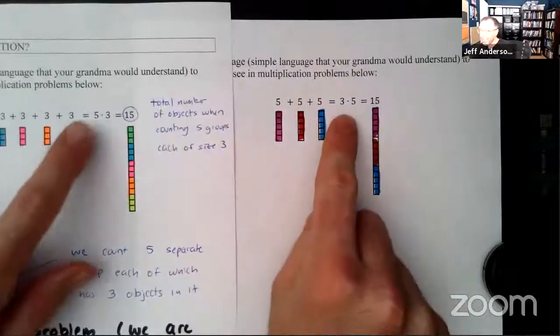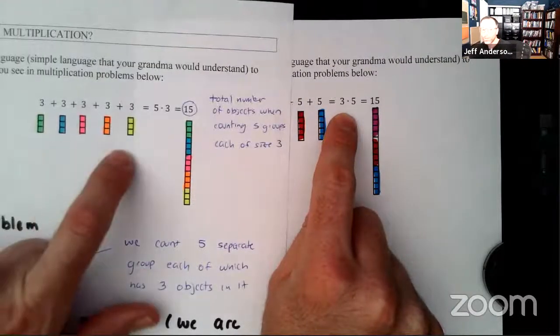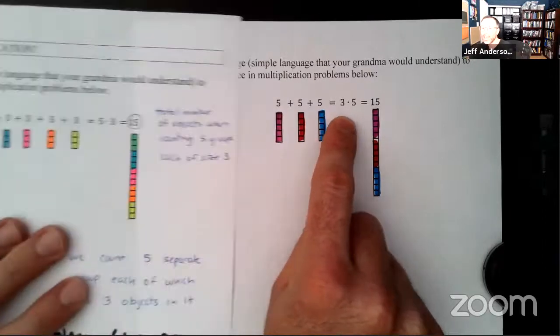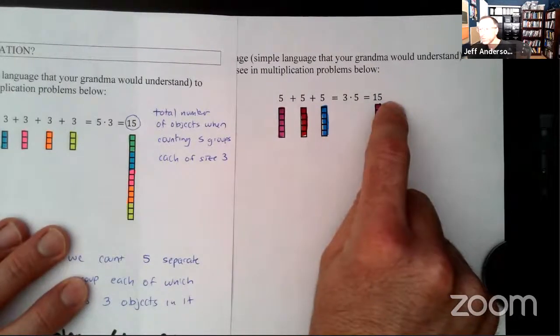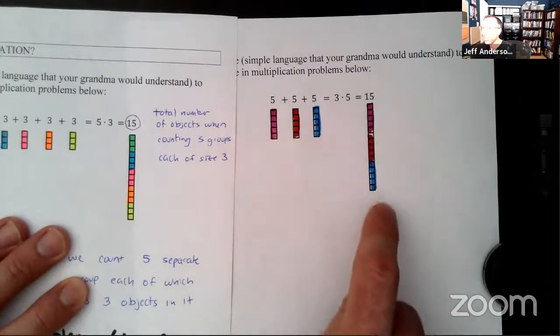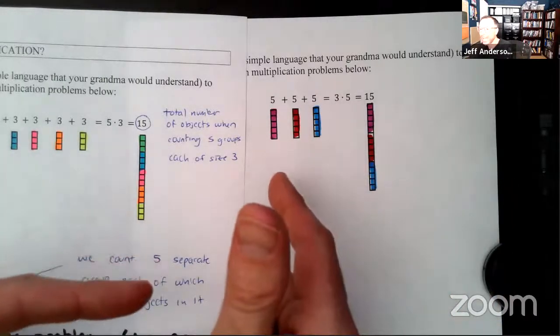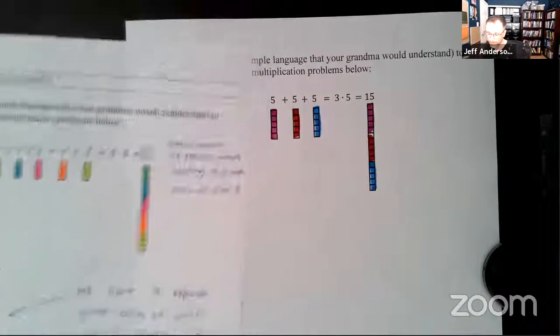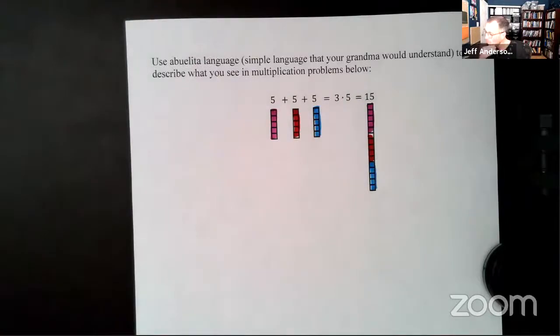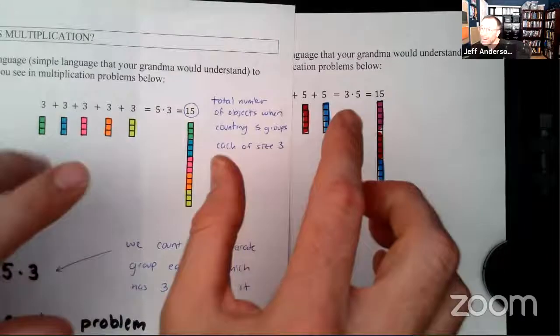This problem, 5 times 3, we say that it's 15 because when we count 5 groups of size 3, we have 15 units. This problem, 3 times 5, is also 15. And that's because when we count 3 groups, each of size 5, we get 15. So there are 2 different ways to reach the same output. This is kind of valuable in future. We're going to talk a lot about kind of how to represent this.